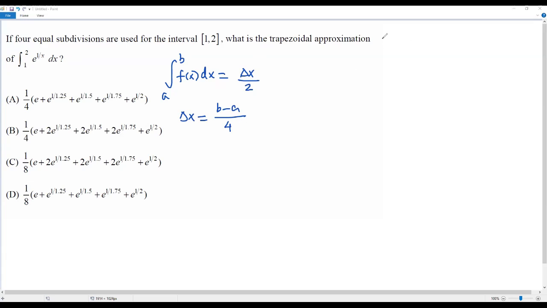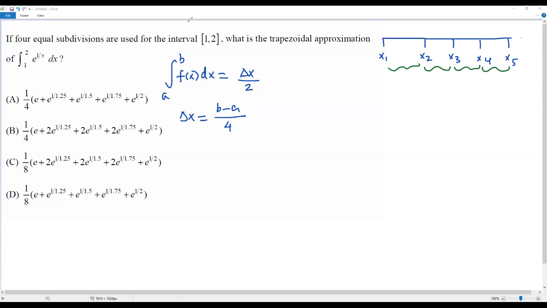And also let me draw a number line over here. Let me mark x1 as the first value, x2 as the second value, x3 as the third value, x4 as the fourth value, and x5 as the fifth value. Here what we have to do is split up the given interval into four equal subdivisions: the first subdivision, second subdivision, third subdivision, and fourth subdivision.